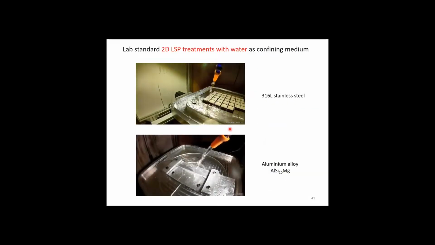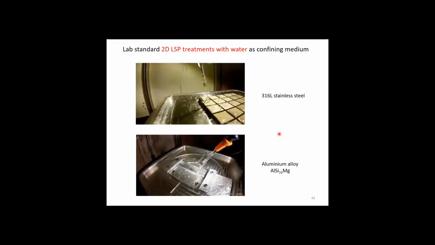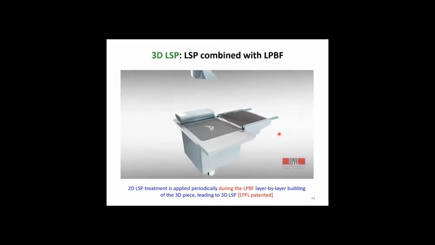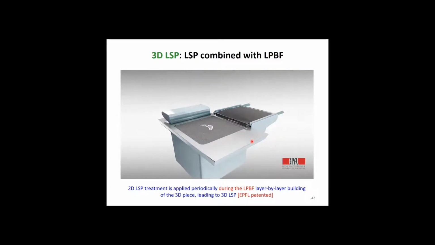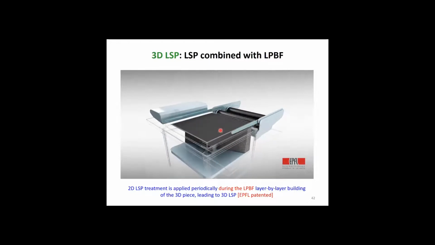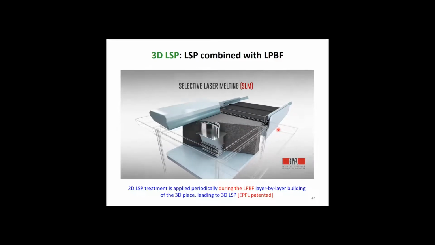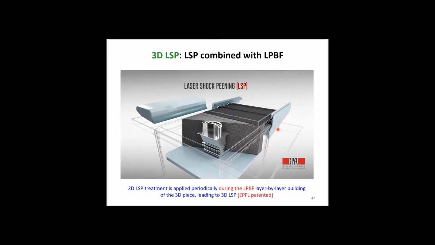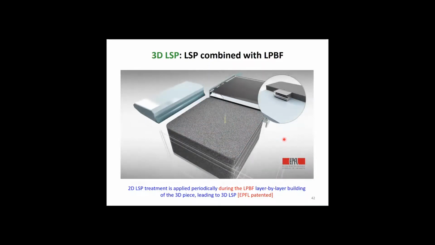In the lab, you can use this type of setup where you use water as a confining medium. But we wanted to go further, and why not use that repeatedly during the build of the material? So you can alternate powder consolidation, the standard one, with providing this time a solid confining medium on top, which can be glass, for example, and then using two different lasers, one for the standard process and the other one for the laser shock peening. In doing that, you actually control what happens not only near the surface, but in 3D.